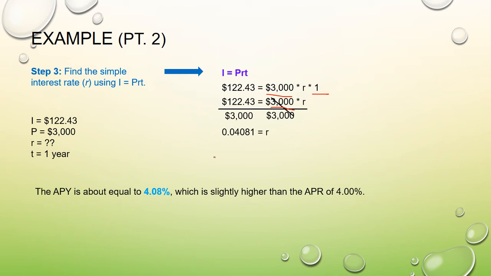Is it hundredth? Is it thousandth? So on and so forth. So notice the APR is 4% and the APY is 4.08%. APY is always going to be higher than the APR because the APY takes into account the interest on interest that we talked about.